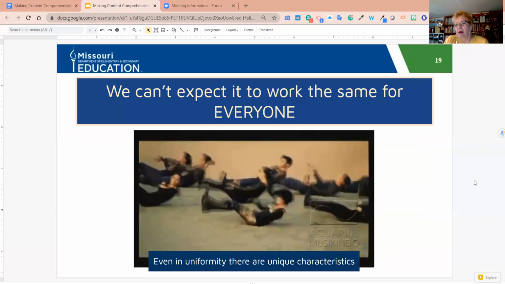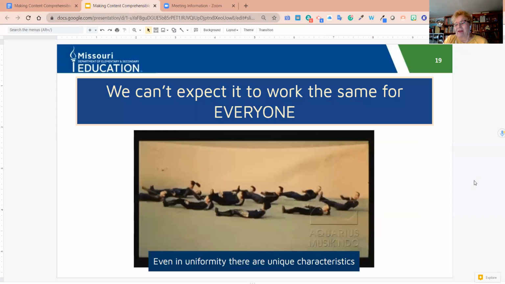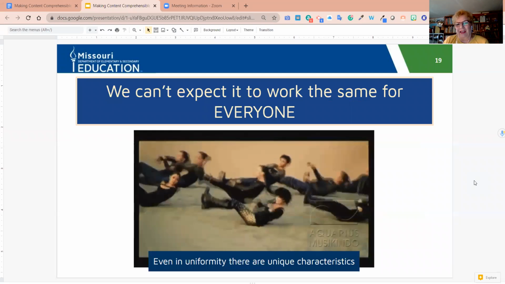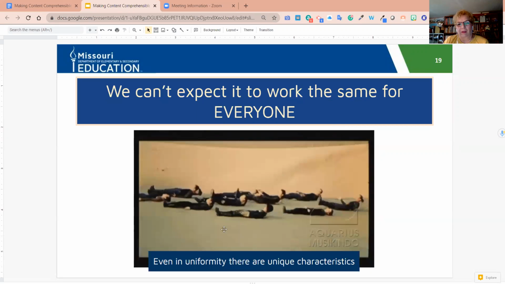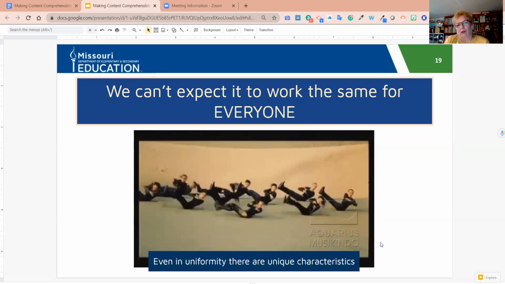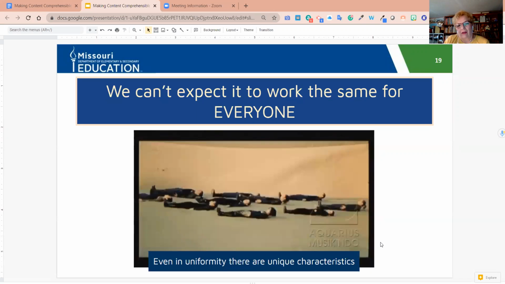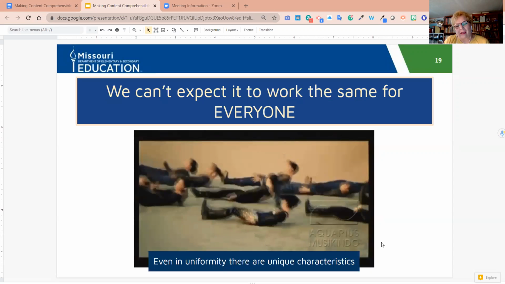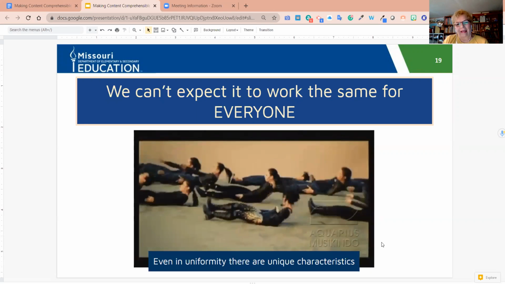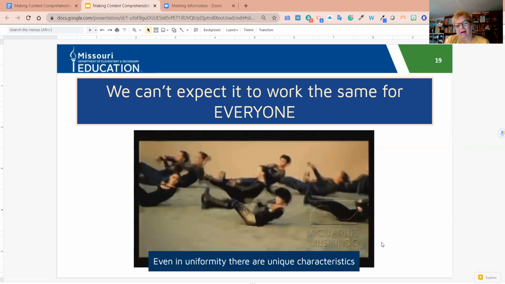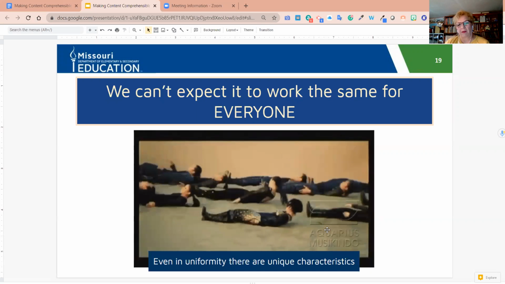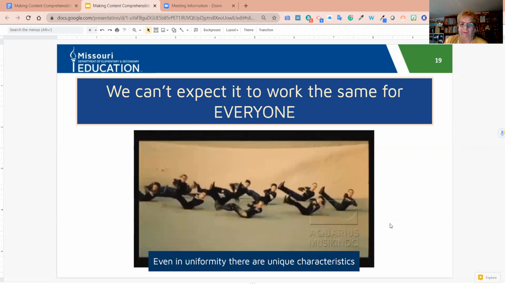And we can't expect everything to work the same for everyone. They all have unique characteristics, and as this picture shows, it looks like they're all doing the same thing, but if you look really close, you'll see that not all of them bring both feet up at the same time, and not all of them have their knees straight. So there are some different unique characteristics that each one brings and things they need to work on, and the same is true with our English learners.